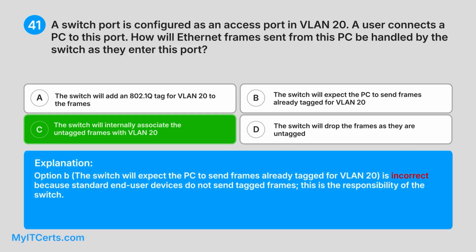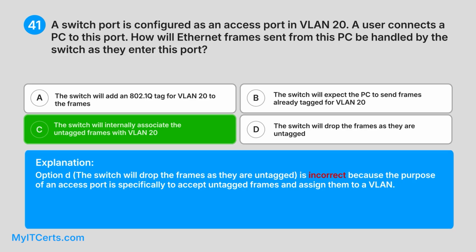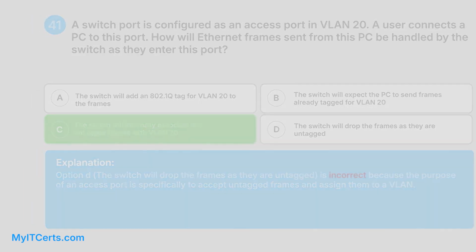Option B, the switch will expect the PC to send frames already tagged for VLAN 20, is incorrect because standard end-user devices do not send tagged frames. This is the responsibility of the switch. Option D, the switch will drop the frames as they are untagged, is incorrect because the purpose of an access port is specifically to accept untagged frames and assign them to a VLAN.